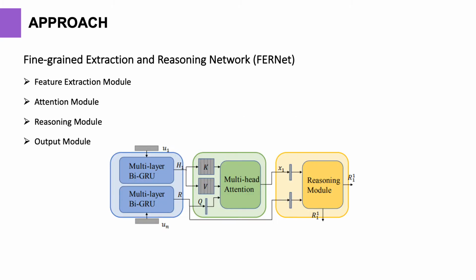The FERNet consists of 4 successive modules: feature extraction module, attention module, reasoning module, and output module. Figure 2 presents the overall architecture of the proposed model.